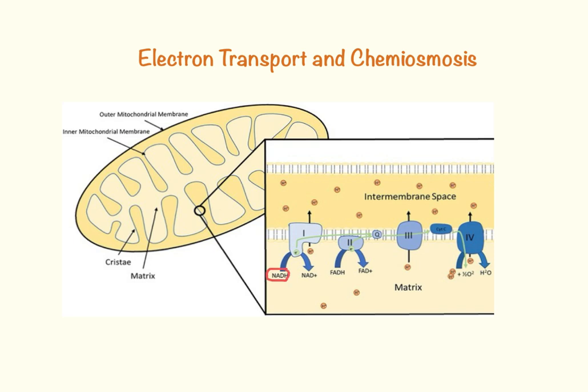NADH drops off its electrons to the first member of the chain, and FADH2 drops off its electrons to the second member. The electrons are then passed from one carrier to the next, and as they pass, the energy they contain is used to pump hydrogen ions out of the matrix into the inner membrane space. These three proteins are the pumps. This creates a concentration gradient with a high concentration of protons in the inner membrane space and a low concentration in the matrix. You learned about concentration gradients previously.